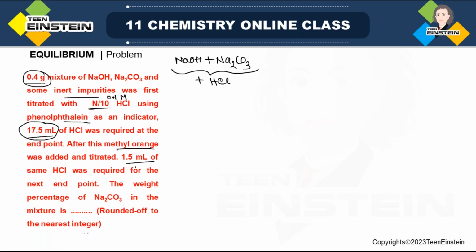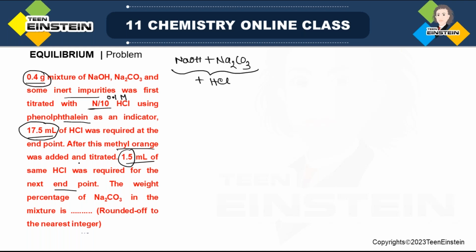Now this time, the same 0.1 molar HCl. Only 1.5 ml of HCl was required for the next end point. Remember, when we add methyl orange, the medium is still basic. So after the first titration, next you add methyl orange.